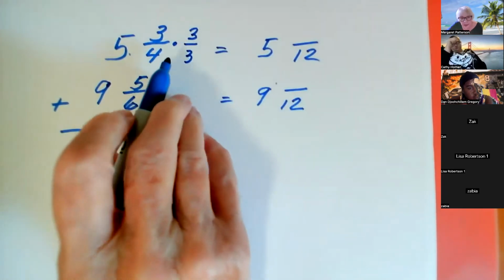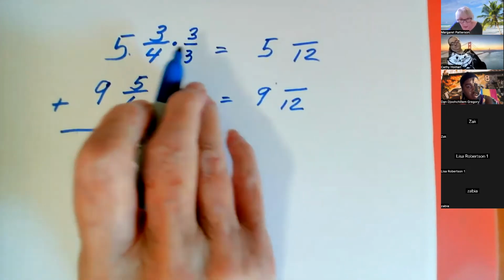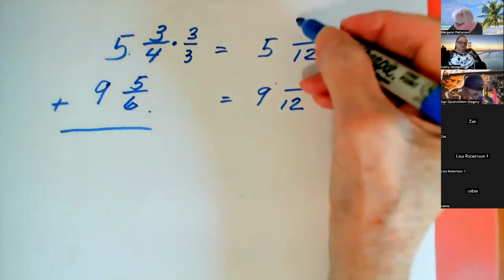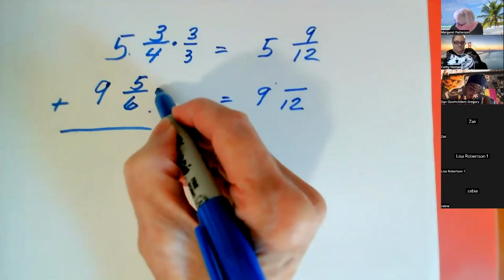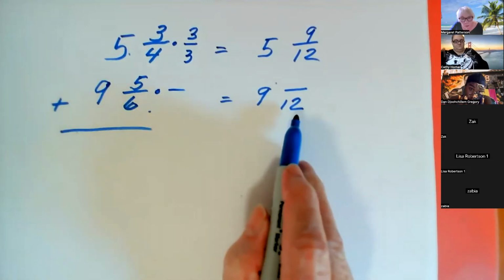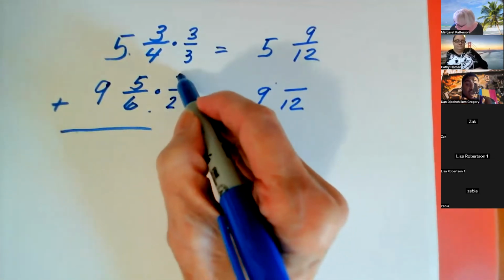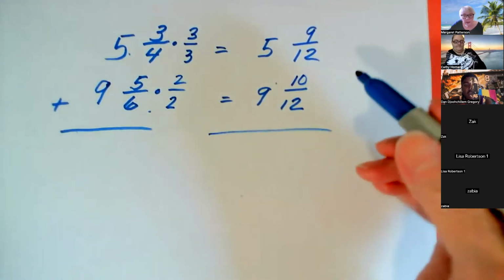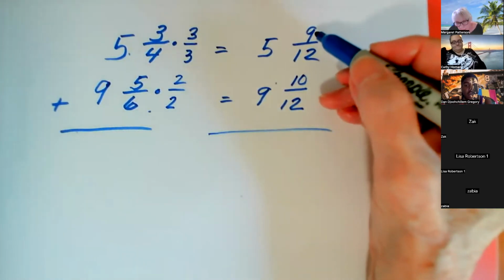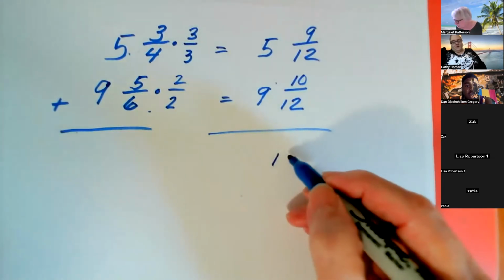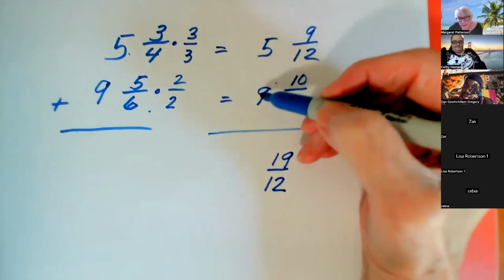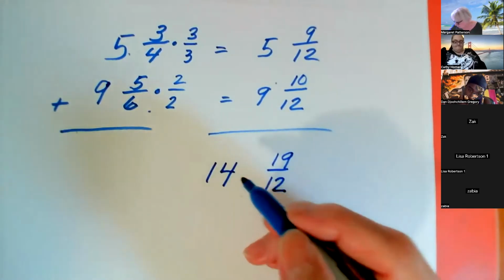I like it like this because I can see what I've done. It's not like I have to start over. I can just see it. And so 3 times 3 is 9. And then this is 6, wants to be 12, so I need a 2. This is 10. The issue here is when I add this 9 and 10, I get 19 over 12. And when I add this, I get 14.